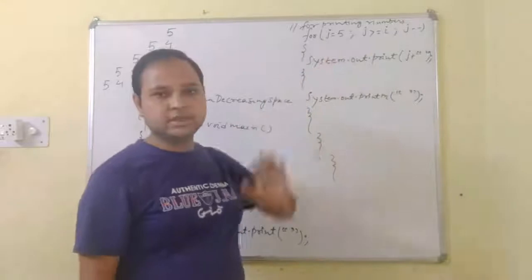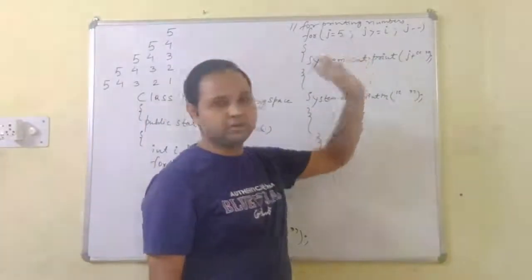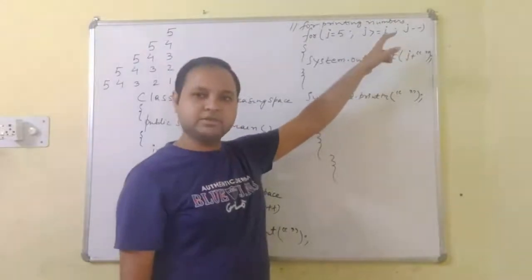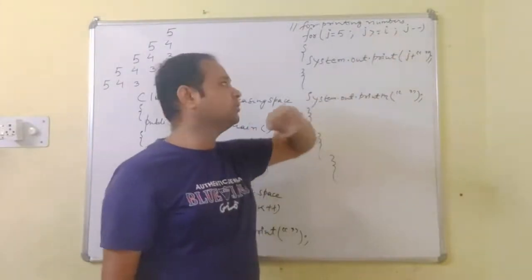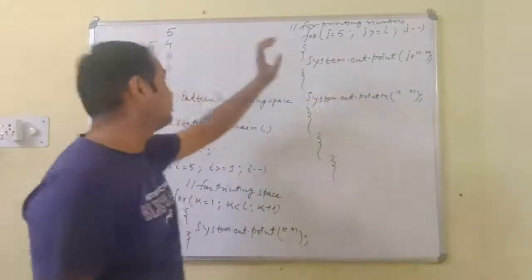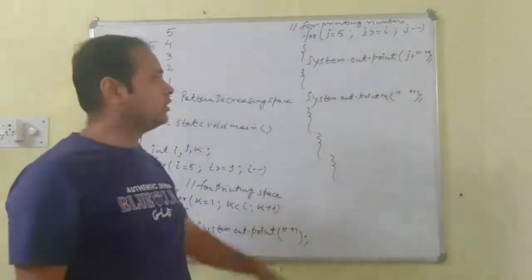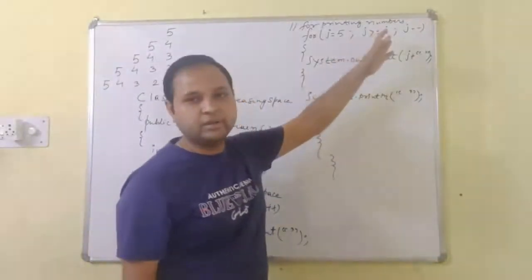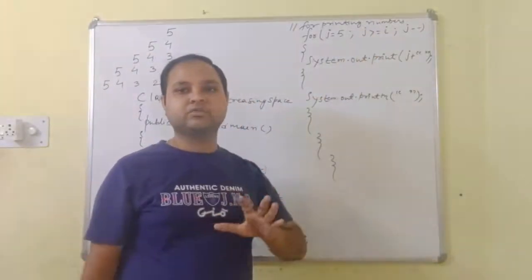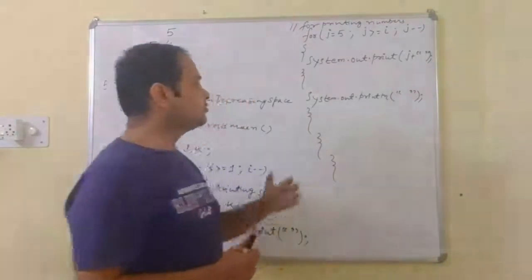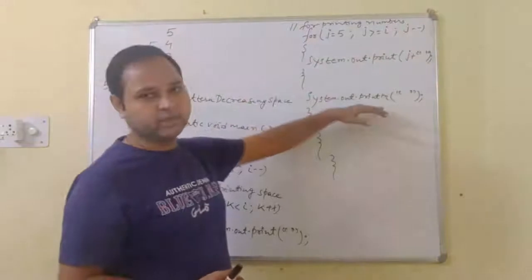Then j is initialized with 5, j greater than or equal to i. So 5 greater than or equal to 5, the condition is true. So we will print the value of j, that means 5 will be printed. So the first element we will get is 5. Then the j value is decreased to 4. We will check 4 greater than or equal to 5. 4 is neither greater than 5 nor equal to 5. So it comes out of this loop and then it changes the line of the cursor.